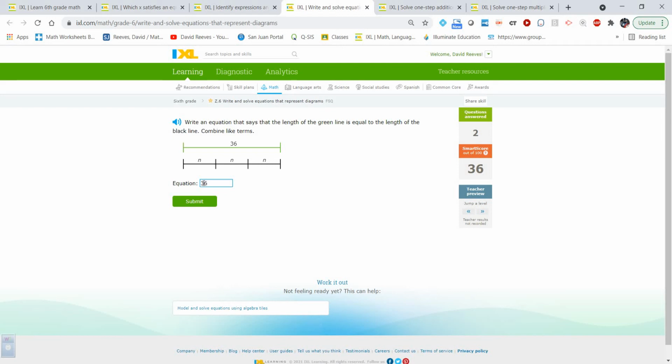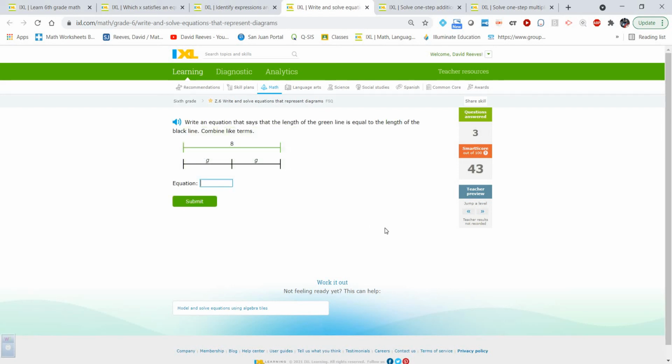So if I wrote it out this way, I could write 36 is equal to n plus n plus n, right? And that actually would be a true equation, but they want us to combine like terms. So what is one n plus another n plus another n? That's 36 is equal to 3n. So that's how you want to write it, okay? 36 is equal to 3n.